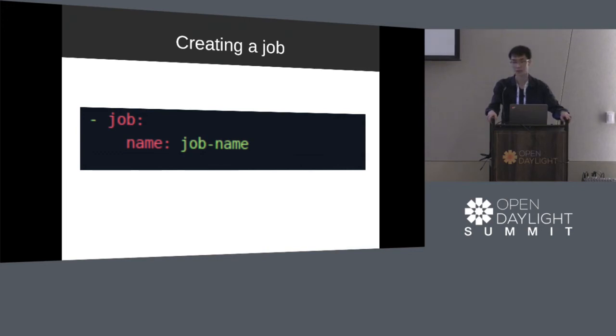So creating a job in Jenkins Job Builder is very simple. You can create a job by, as shown, where you write just -job and the name of the job that you want below it. This isn't particularly useful as it's currently doing nothing, but we can make it do something, such as publishing from a plugin.